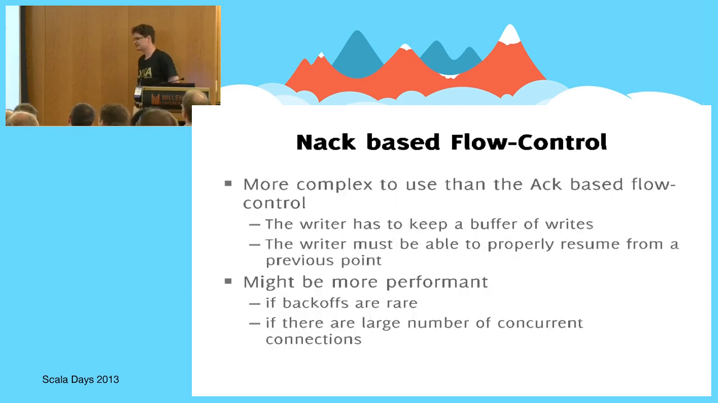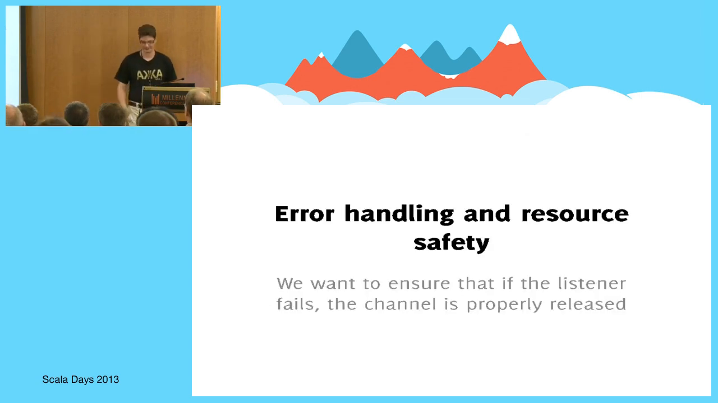So as we have seen, this is way more complex than the simple send and ACK version, but it has some benefits. If the actual outgoing message rate is quite low, then we usually don't get problems with writing out, so there will be very few negative acknowledgments. So we save a lot of message passing. And especially this ping pong message passing can sometimes be quite harmful. And it also can be way more performant when you have a lot of connections. We haven't yet proved this, but we are quite sure that this is the case.